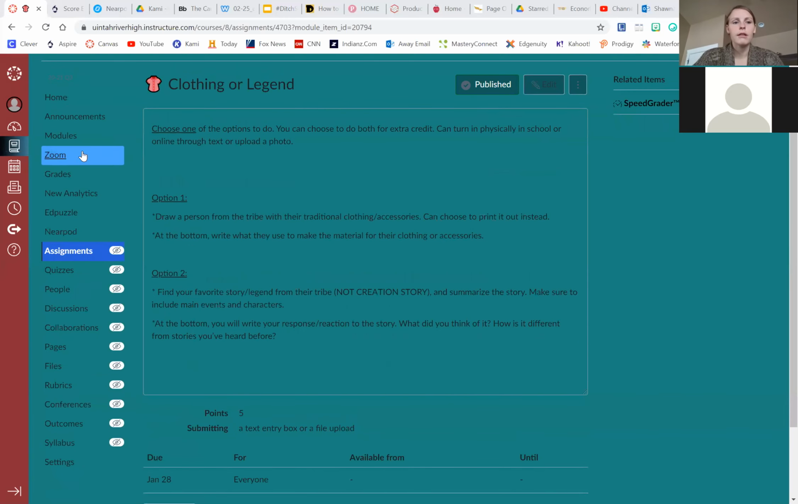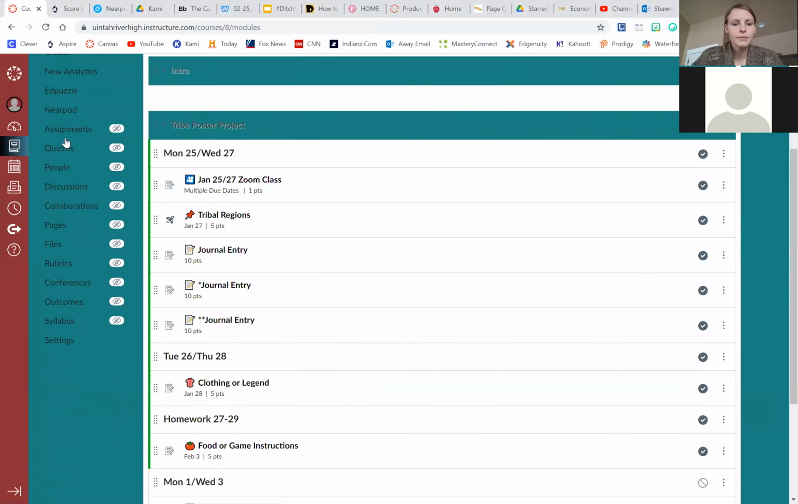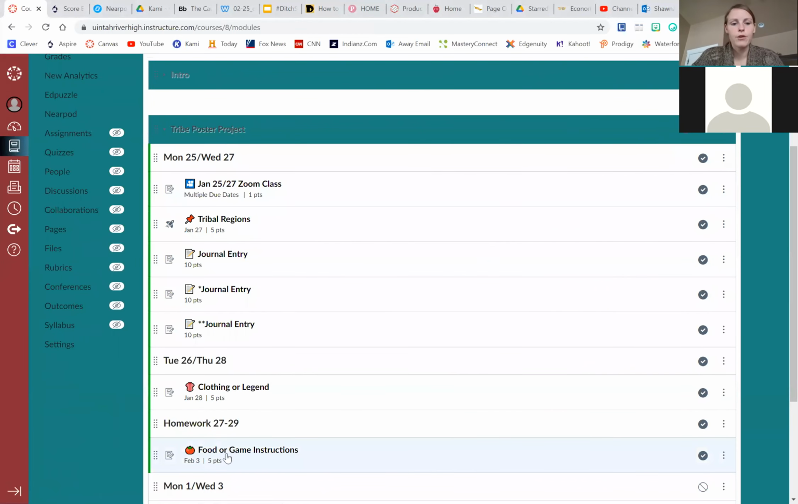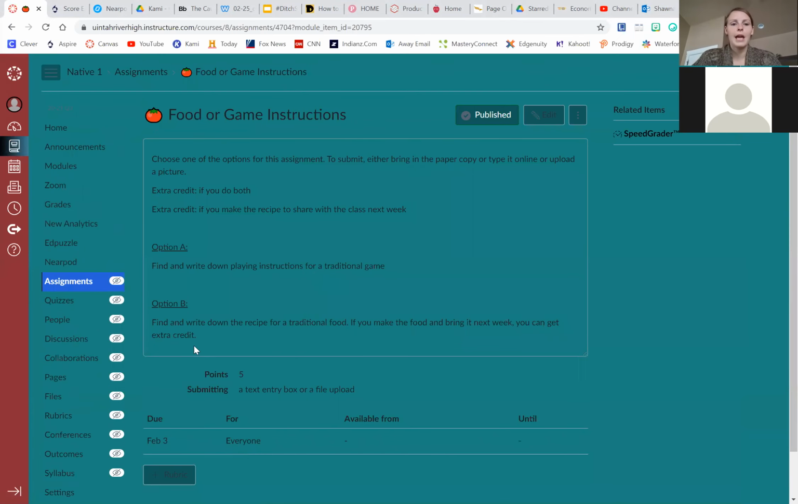So the last thing, this is going to be basically homework, is to do the food. So you see homework right here, food or game instructions. So again, you'll have 2 options. You can get extra credit if you do both. So option A is to find and write down playing instructions for a traditional game that your tribe has. And option B is to find and write down a traditional food recipe.